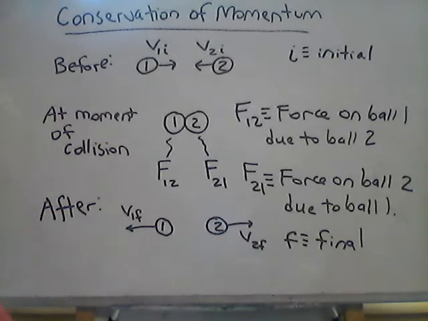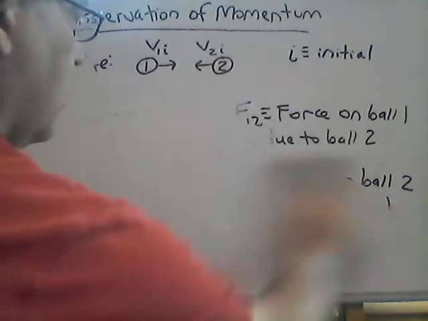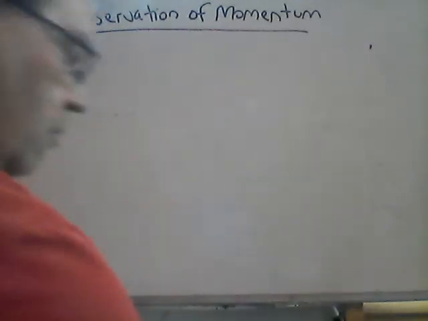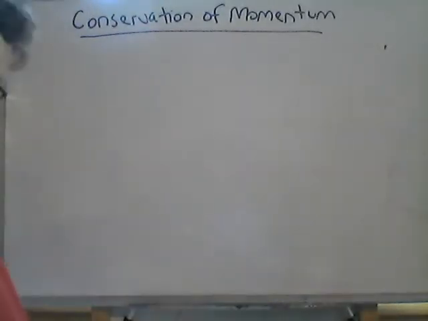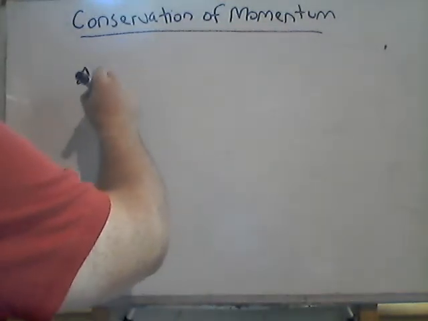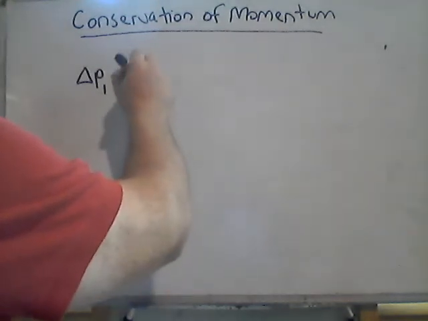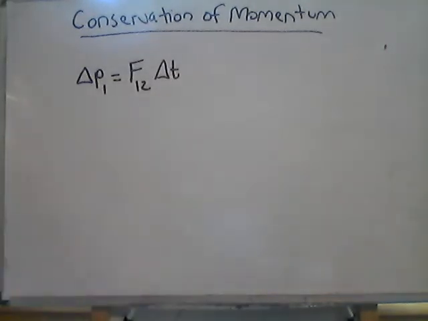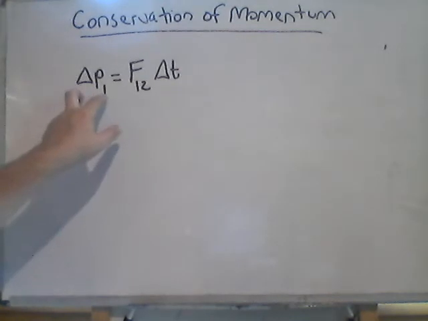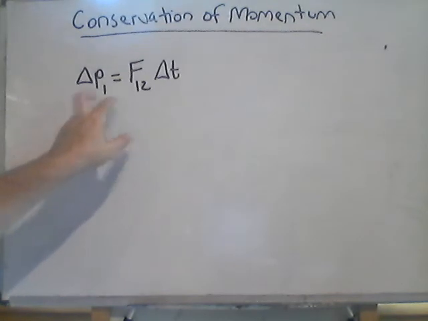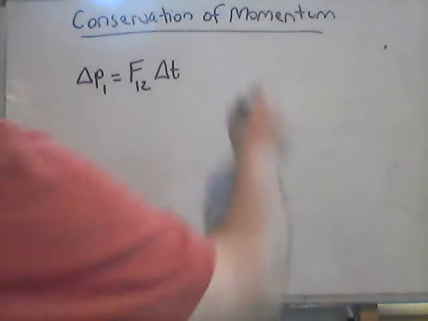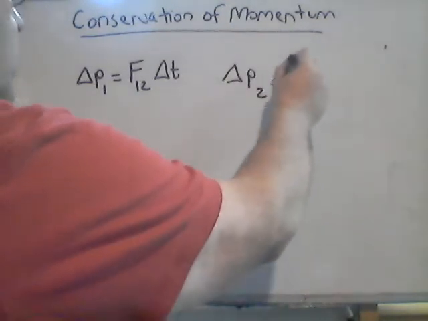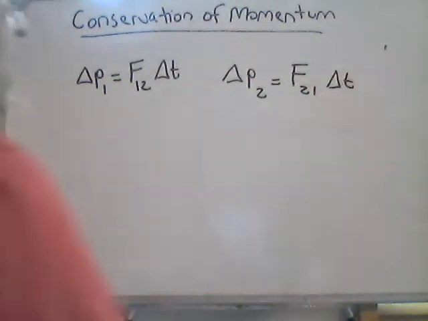Now let's analyze the problem. Let's focus on the moment of collision for a second. At the collision, ball one will experience an impulse given by F12 delta T. Mathematically, ball one will experience a change in momentum, delta P1, because of the force it felt due to ball two in a very short time delta T. Likewise, from ball two's perspective, delta P2 will equal F21 delta T, with the same delta T. They are both in contact for the same amount of time.